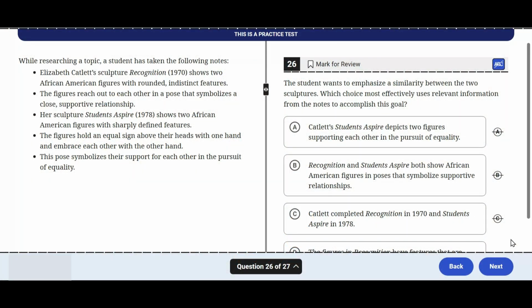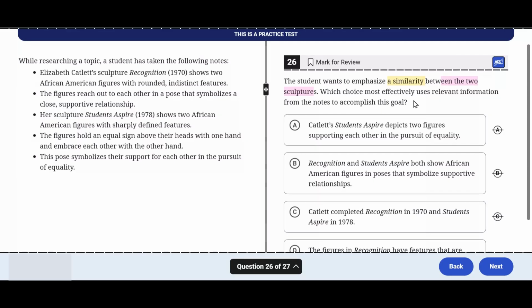So here we have an SAT bullet points problem, and we don't need to look at those bullets, we just need to look at the question. Let's go ahead and read that quickly and find the two main parts of that question that we need to make sure is in each of the answers. The student wants to emphasize a similarity between two sculptures. Which choice most effectively uses relevant information from the notes to accomplish this goal?